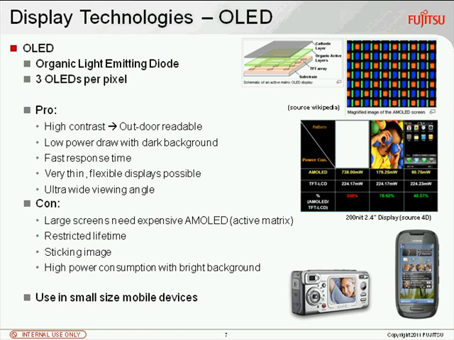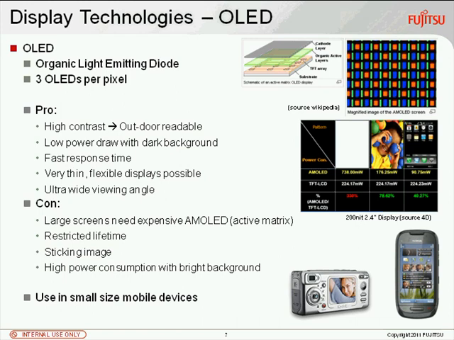Each of these points is really emitting light, so also no polarizers. That means a very wide viewing angle. The advantage is high contrast. High contrast because it also produces a very dark black, because if it's switched off, it's really dark. It's outdoor readable. Power consumption is low, but it is only low if you show a dark background.